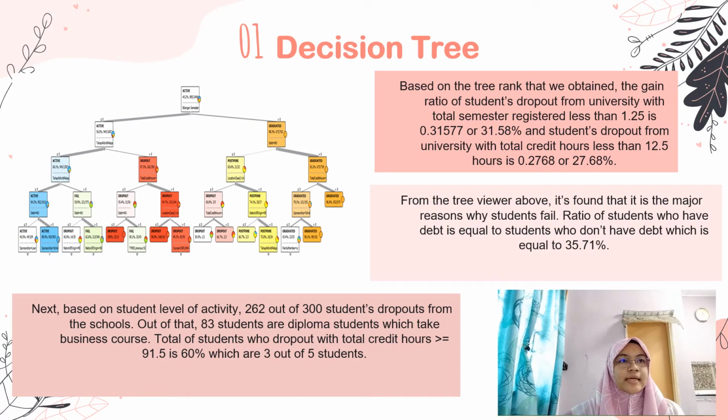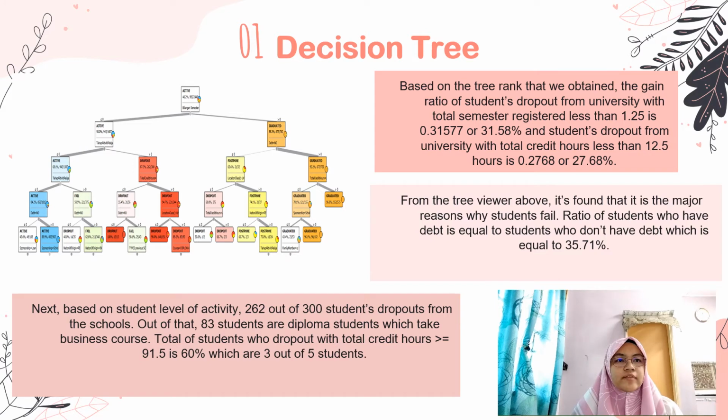Based on the tree rank that we obtain, the gain ratio of students dropping out from university with total semesters registered less than 1.25 is equal to 0.3157 or 31.58%, and students dropping out from university with total credit hours less than 12.5 hours is equal to 27.68%.